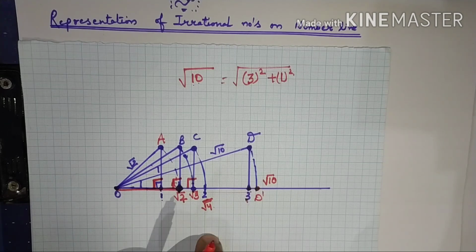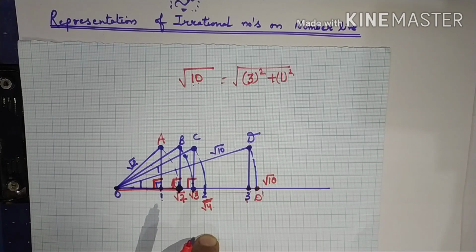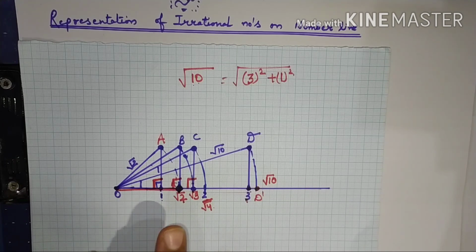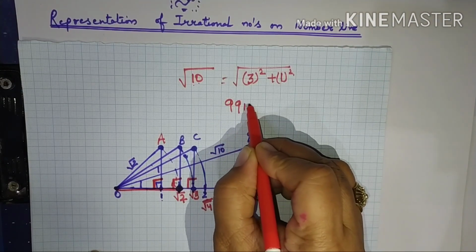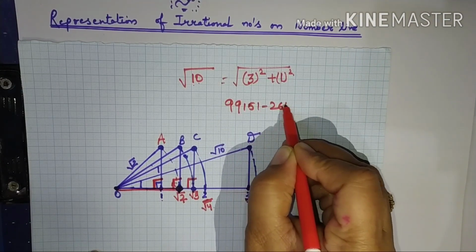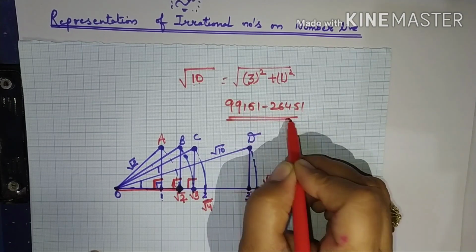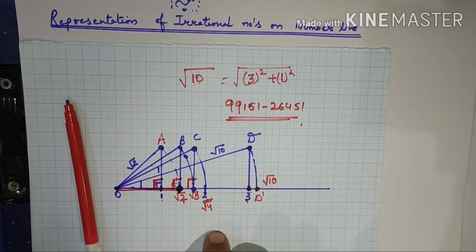I hope you will adopt this method. This is a request to my students: to represent irrational numbers on the number line, they must use this method. But even if they have any problem, they can call me on the number 9915126451. I hope you will follow this method and you will like it.